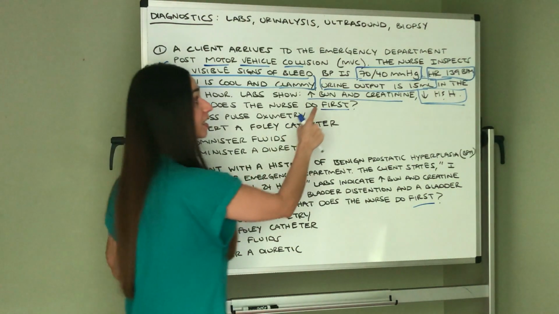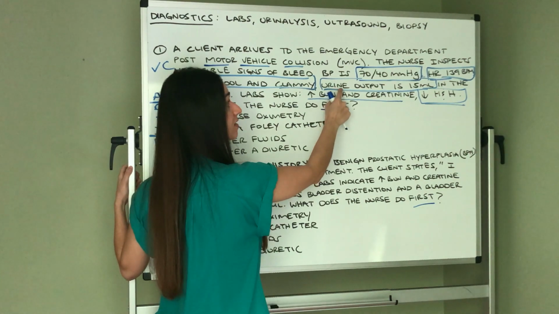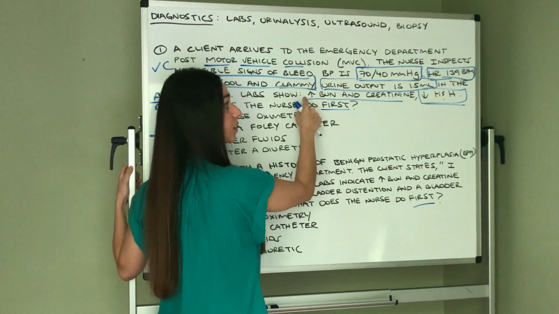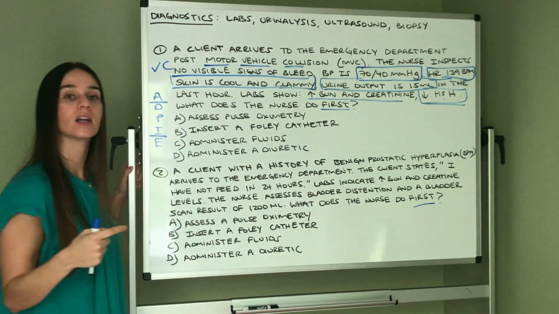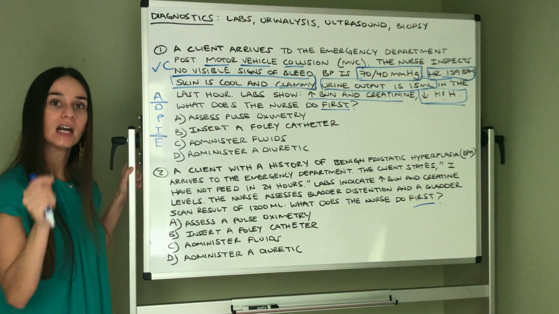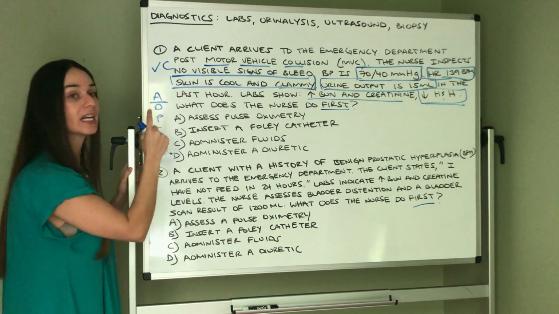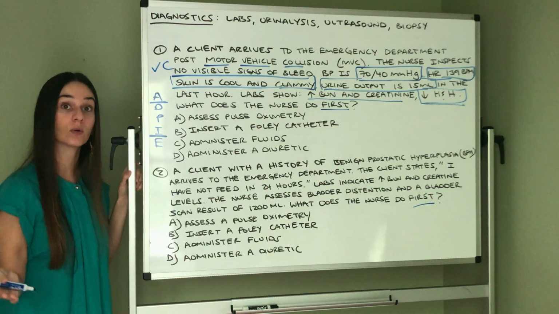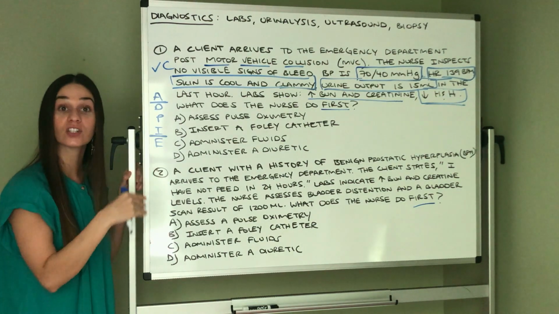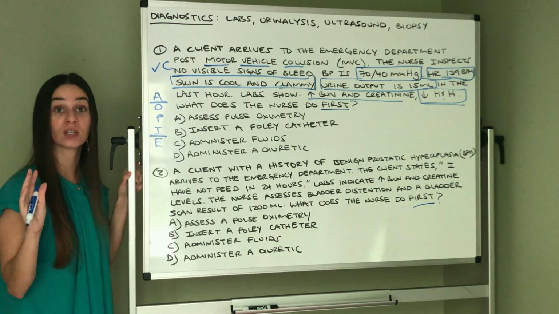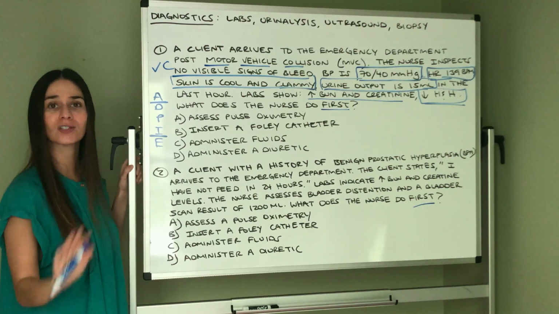Look, you can tell their kidneys are damaged or hurt because of the low urine output and the elevated BUN and creatinine. But let's think about it. According to Maslow's, is kidney damage or right here, right now circulation your priority problem? For this question, my priority problem is circulation. Circulation trumps kidney damage all day.